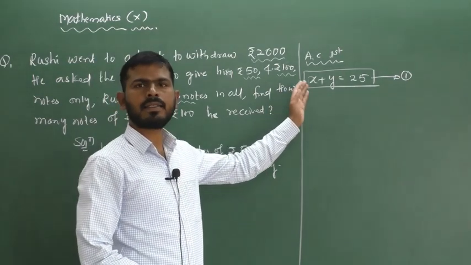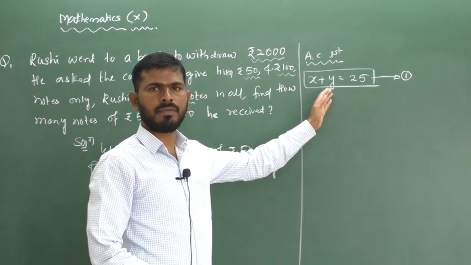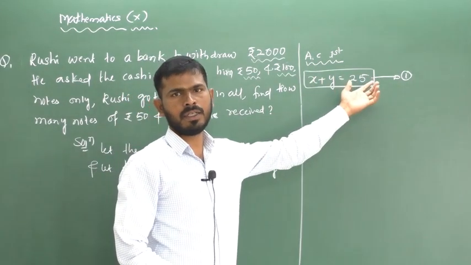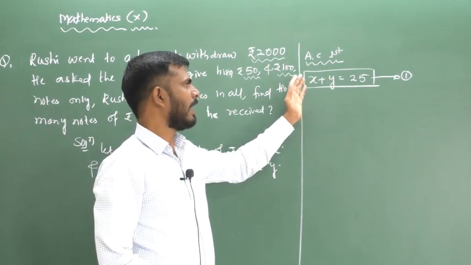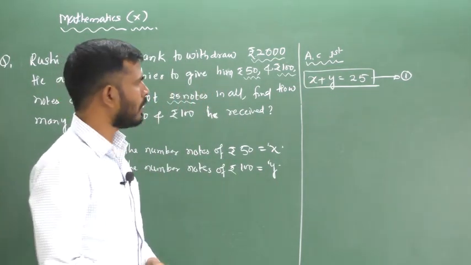Here x is the number of notes of 50 rupees and y is the number of notes of 100 rupees. The total number of notes is 25, so that's why we take x plus y equal to 25. This is equation number 1.